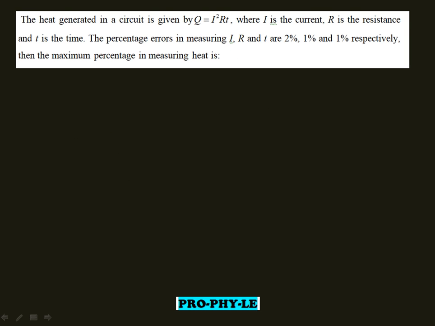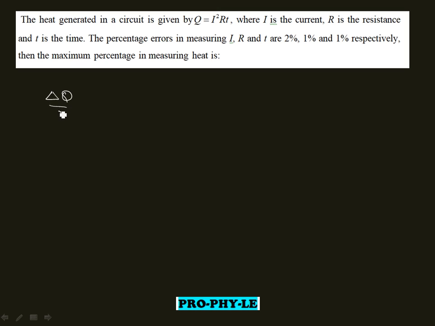The next question will be like this. The heat generated in a circuit is given by Q is equal to I square RT, where I is the current, R is the resistance and T is the time. The percentage errors in current, resistance and time are given, and you are asked to identify the maximum percentage error in measuring heat.